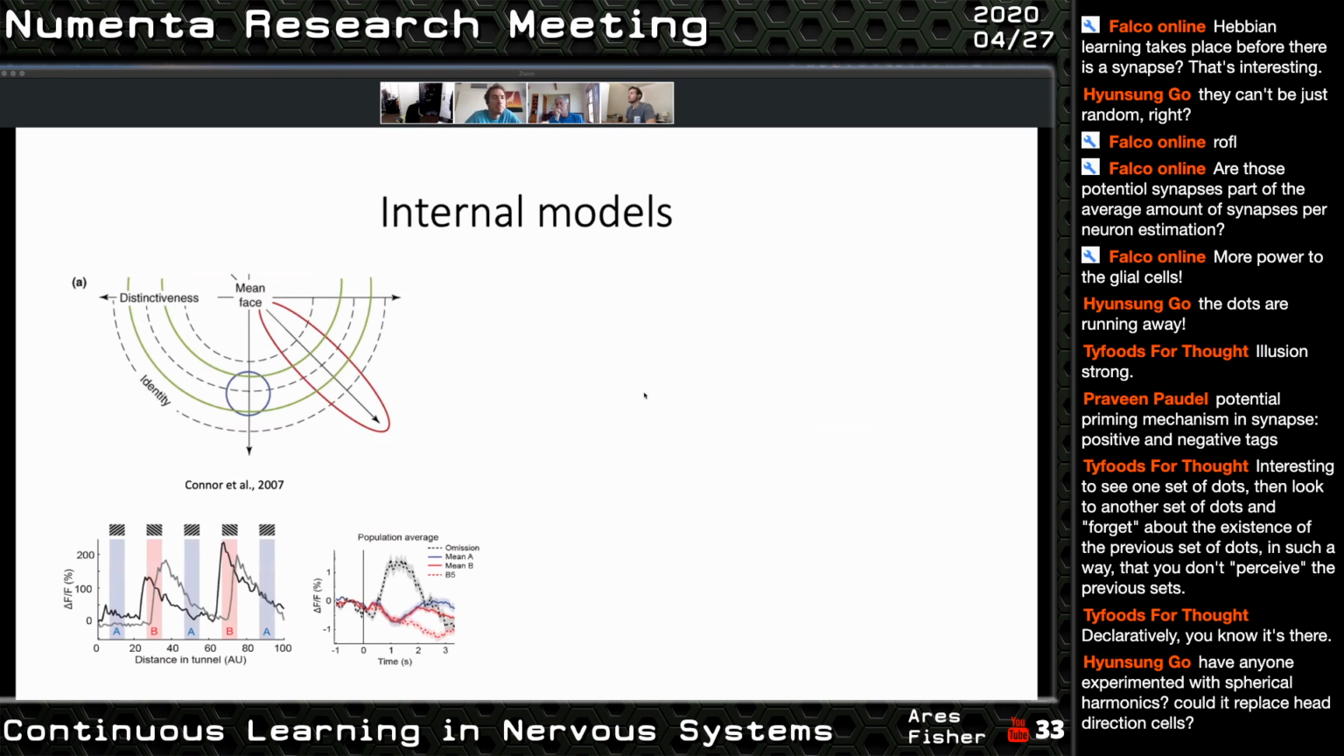And then some really hacky study showed that there are correlates of predictions in the visual system and of prediction errors. This was a joke. This was my paper.